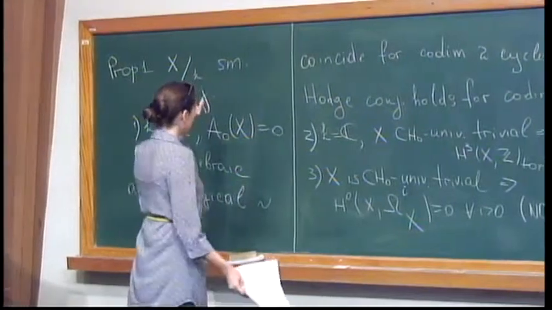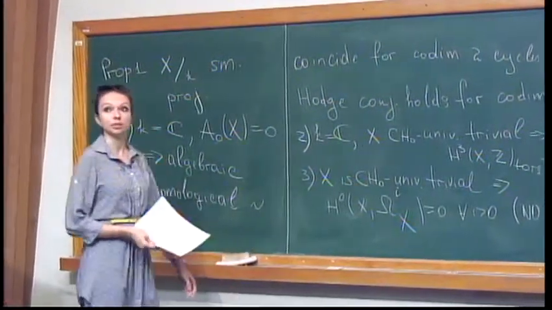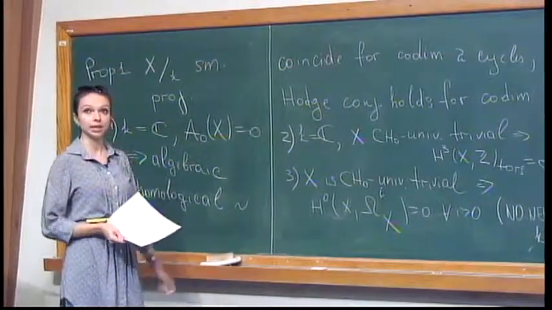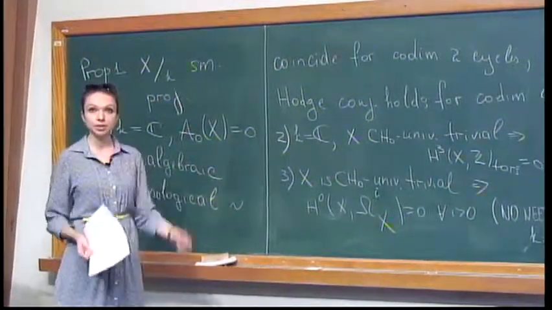Okay, so let's continue with what we saw yesterday. Here's the proposition I announced last time. We take a smooth and projective variety over a field K, and there are three properties.